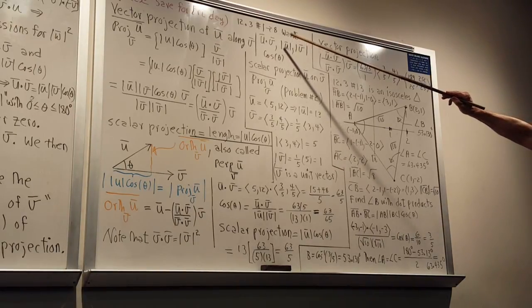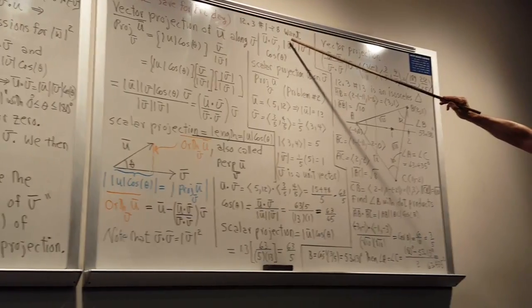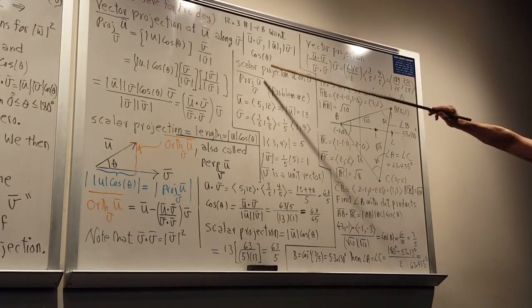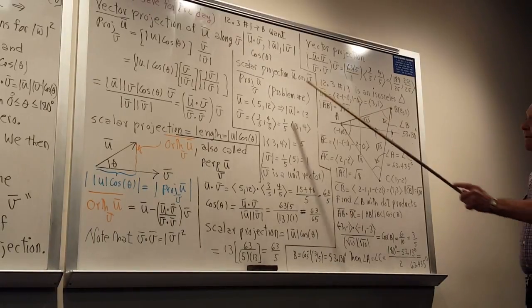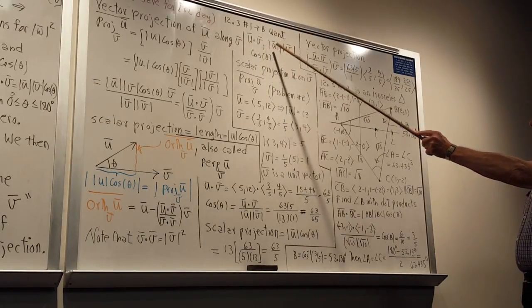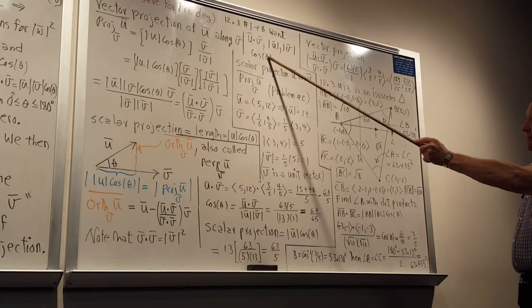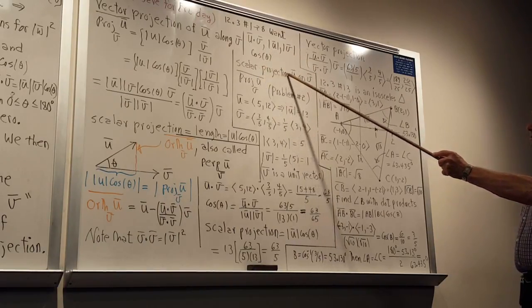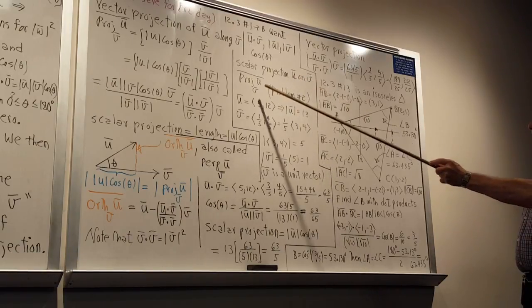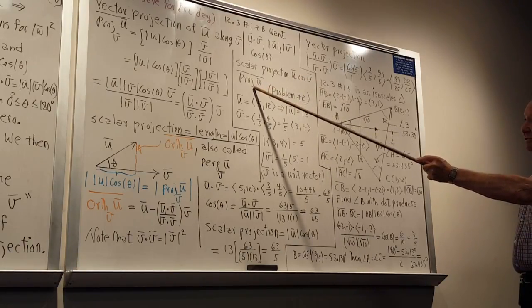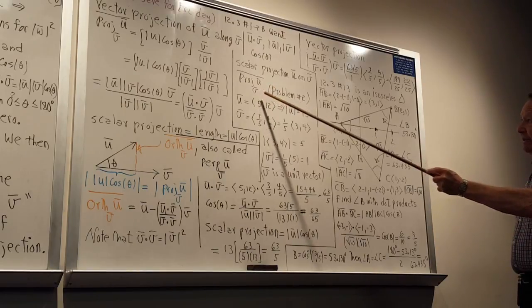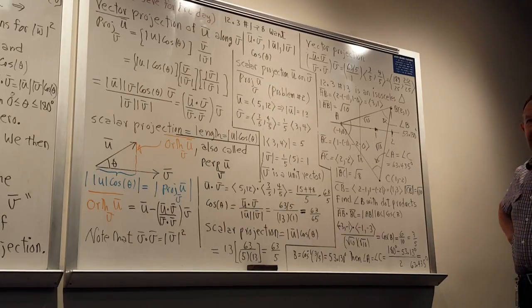So look at some homework. Problems 1 through 8 want the dot product, the magnitude of u, the magnitude of v, cosine theta, the scalar projection of u on v, and the vector projection of u on v. So look at problem 2. If you have the book, in 12.3, problem 2.